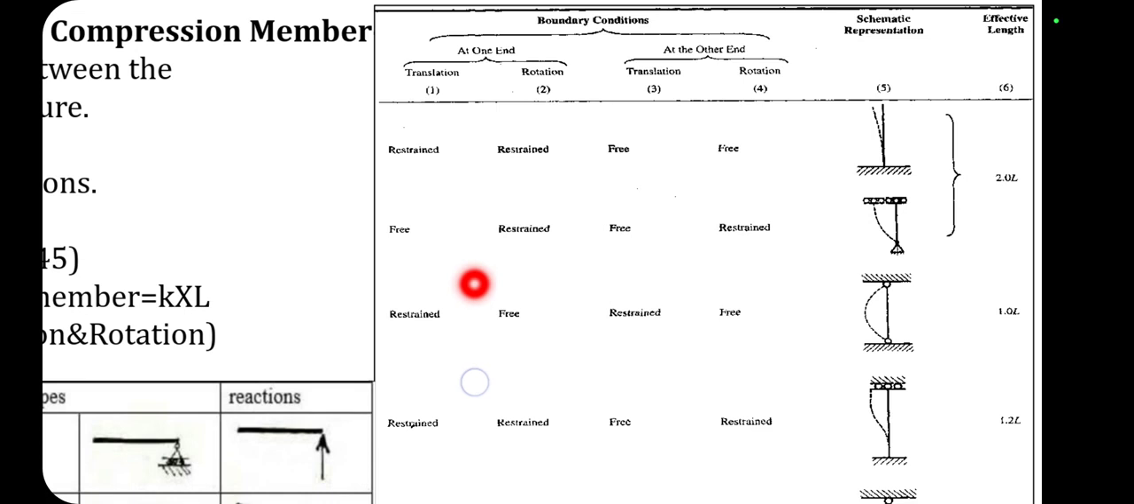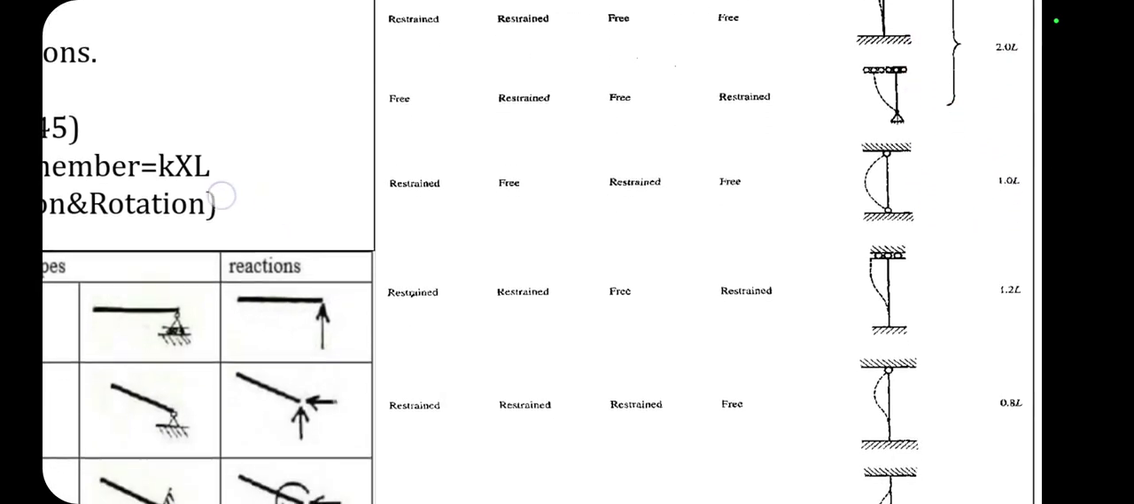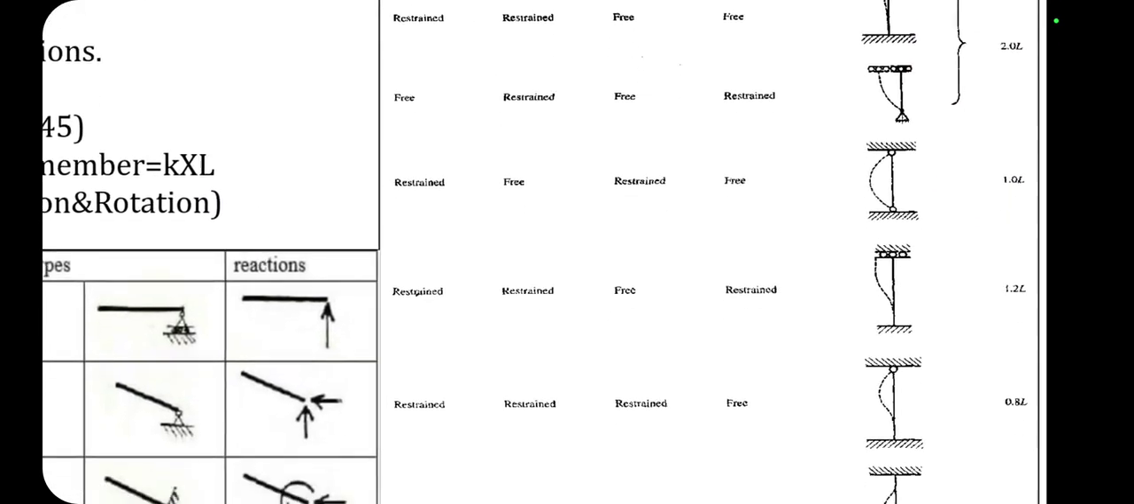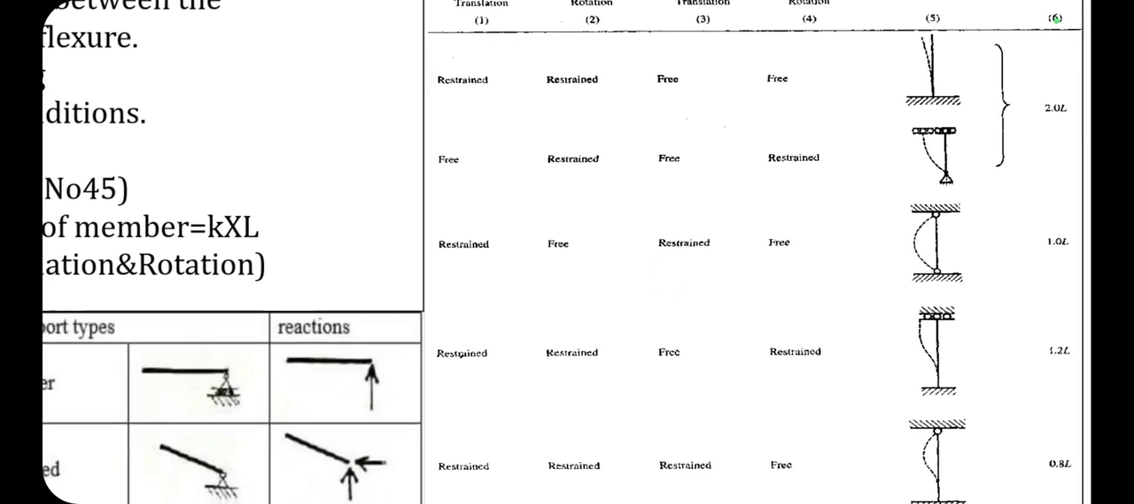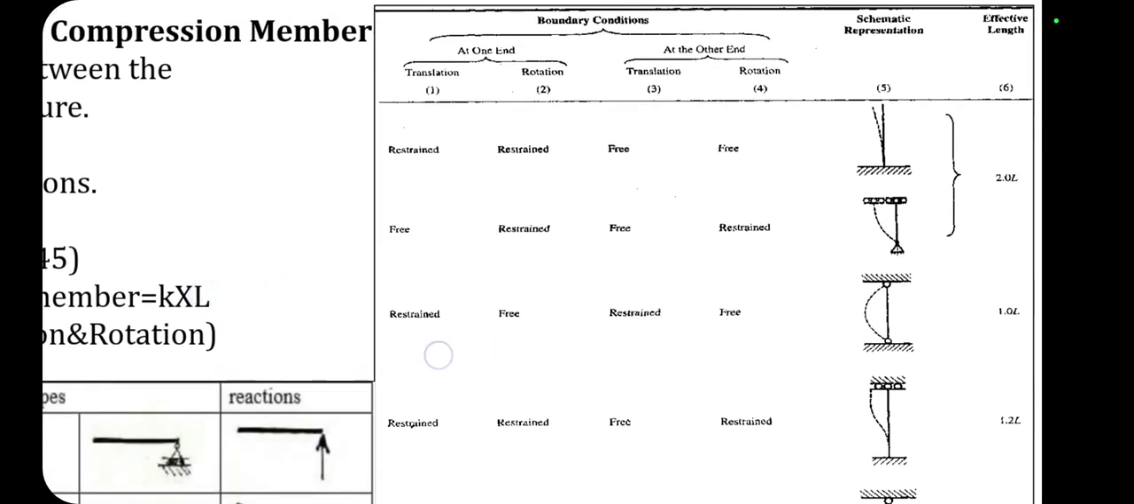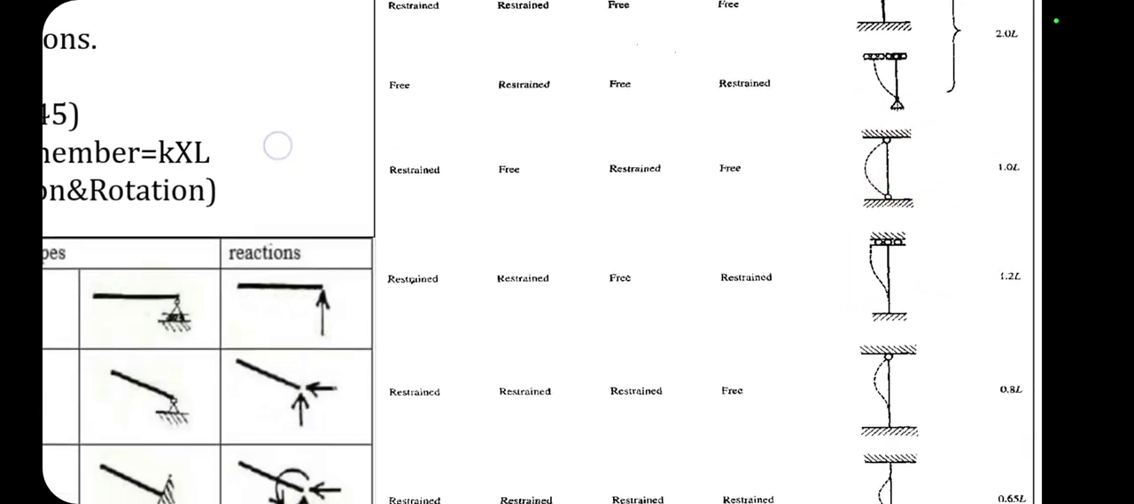Similarly, if the column ends are free for translation at both sides and restrained in rotation at both sides, then the effective length is 2L. Then the third case is when the column is restrained in translation at both sides and free for rotation at both ends. In that case the effective length is 1 into L.